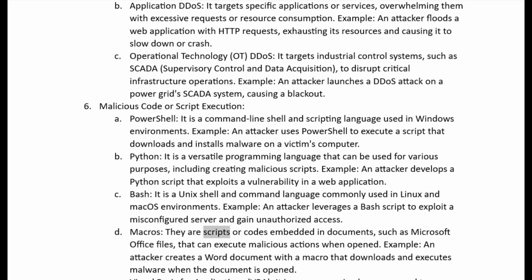Macros. They are scripts or codes embedded in documents, such as Microsoft Office files, that can execute malicious actions when opened. Example: an attacker creates a Word document with a macro that downloads and executes malware when the document is opened.